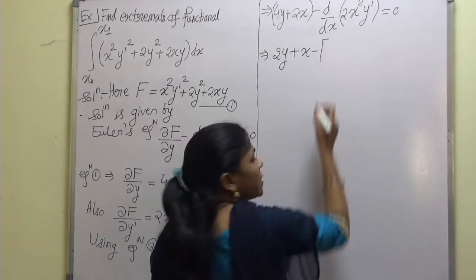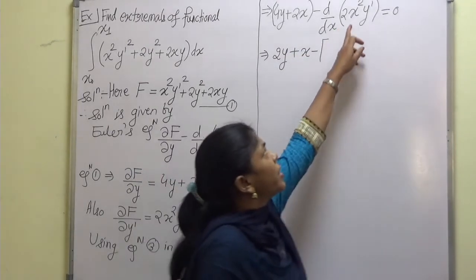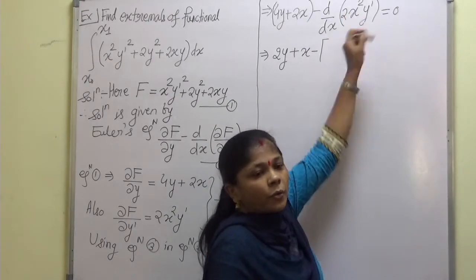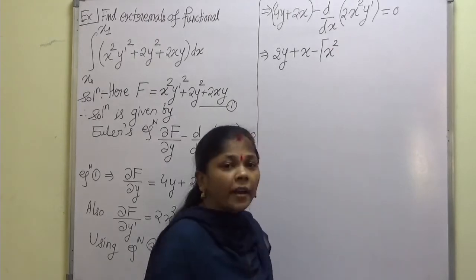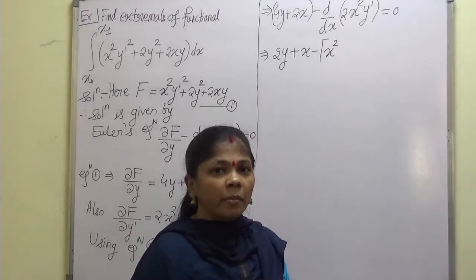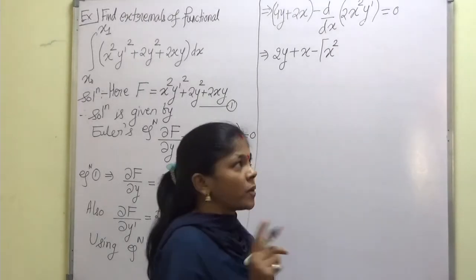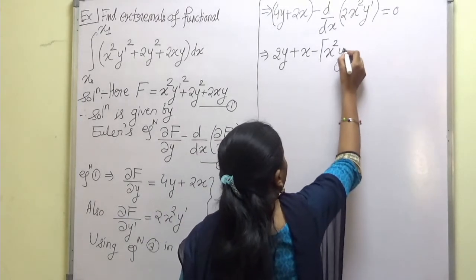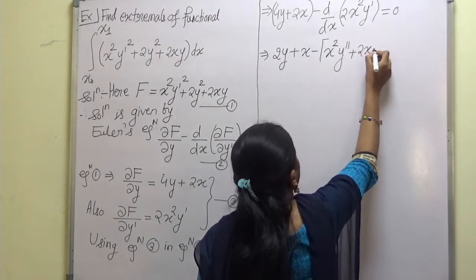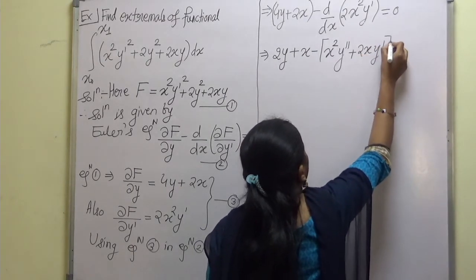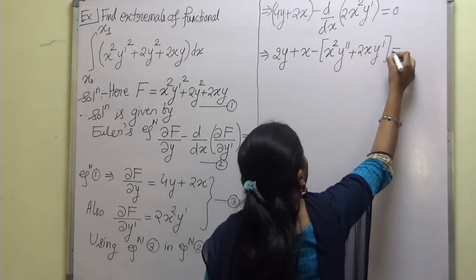Now 2 is cancelled. So differentiation for the remaining term, we will apply product rule. So what it will be? x square as it is. What is the derivative of y dash with respect to x? Remember, it is an ordinary derivative. So derivative of y dash will be y double dash plus, now derivative of x square is 2x and then y dash as it is. Okay, this is equal to 0.